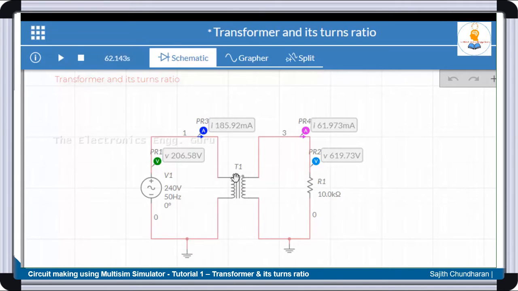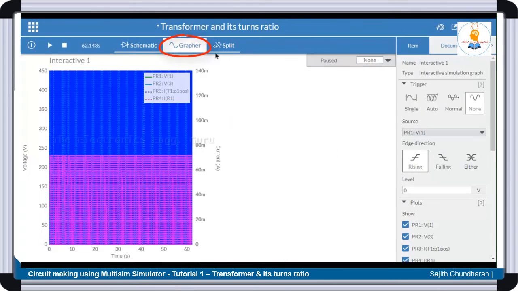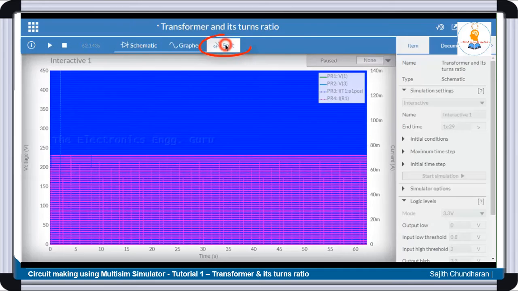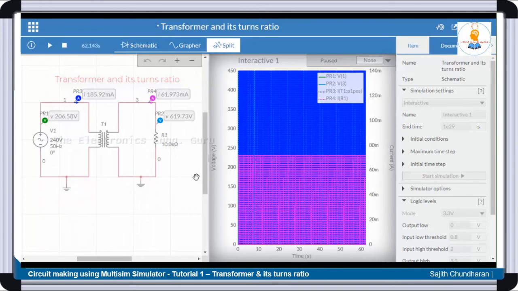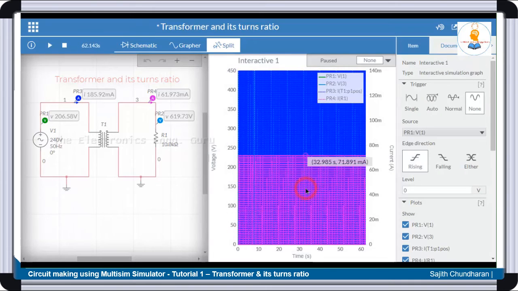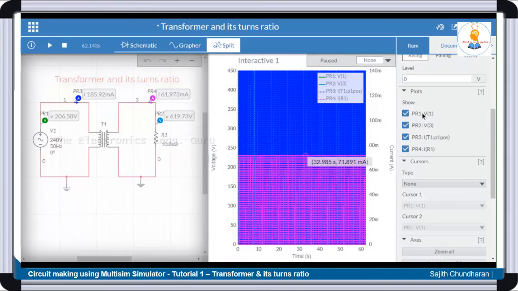Right, now let us see the waveform of this. For seeing the waveform, we have got to click either this graphics, or we will put it in a split mode, wherein both the circuit and the graph will be shown. We have to make a few modifications in the graph to get clarity. You can see over here PR1, PR2, PR3, PR4. What are those? PR1 is the voltage at the primary, PR2 is the voltage at the secondary, PR3 is the current at the primary, and PR4 is the current at the secondary.